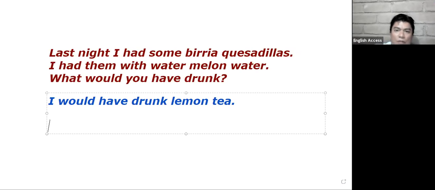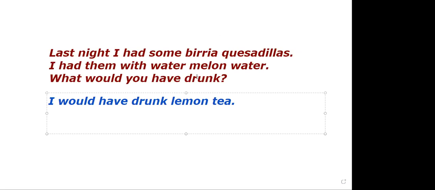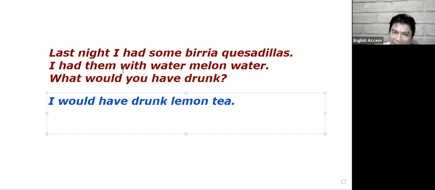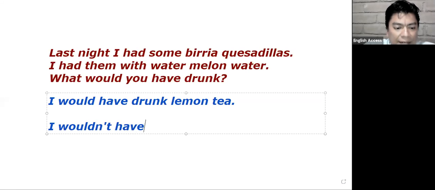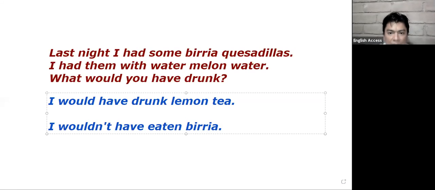No? Okay. Now let me show you. It could be like, I wouldn't have eaten birria. Yes, you can say that. I wouldn't have eaten birria. And that's a negative sentence.